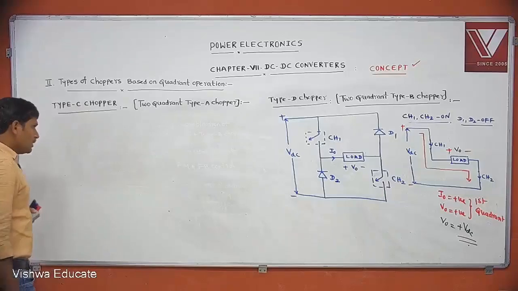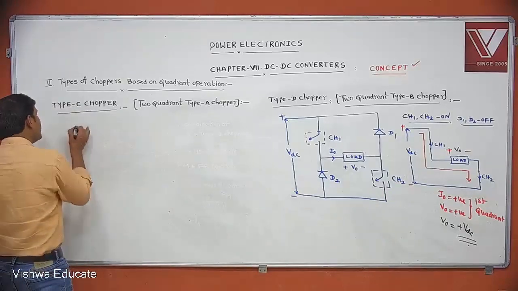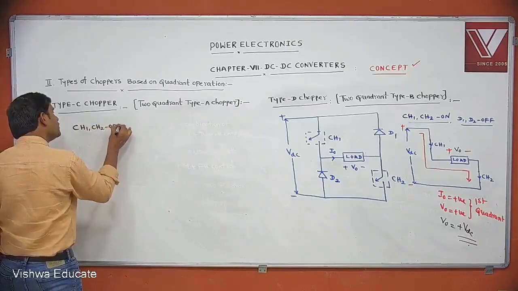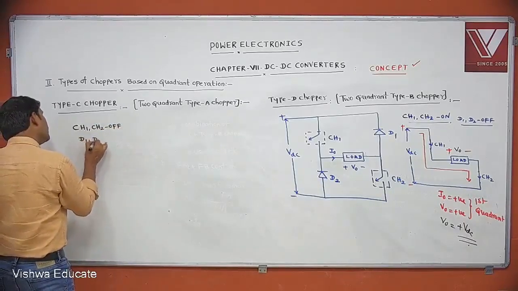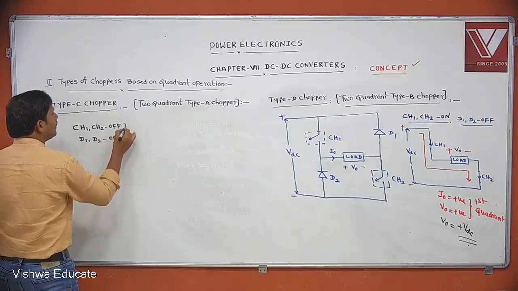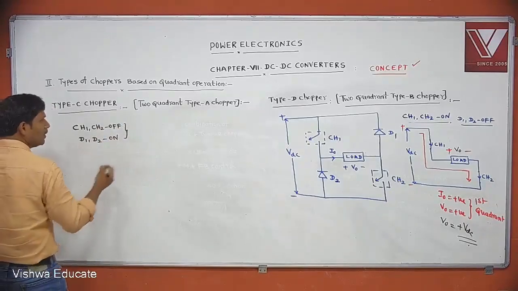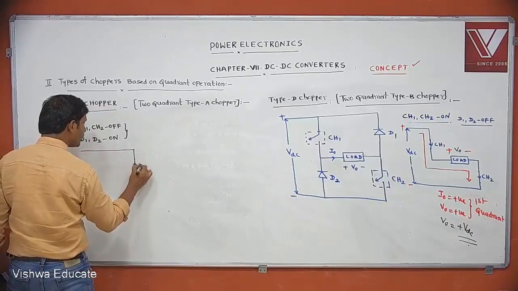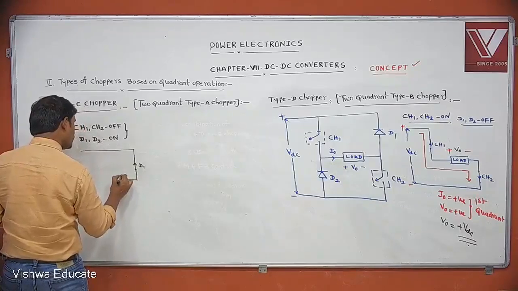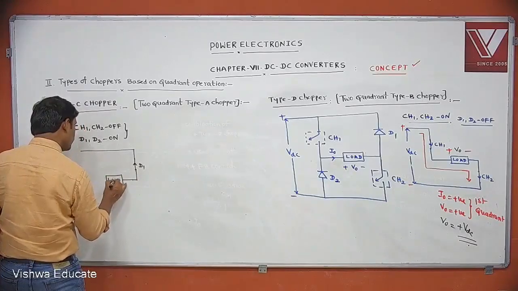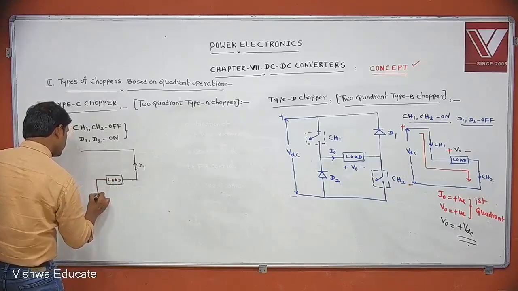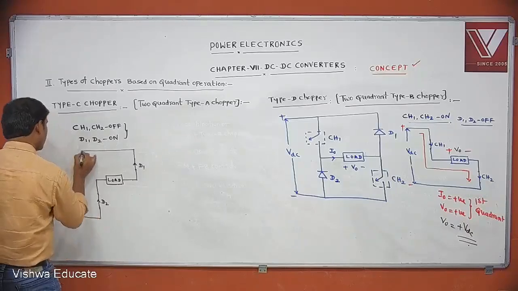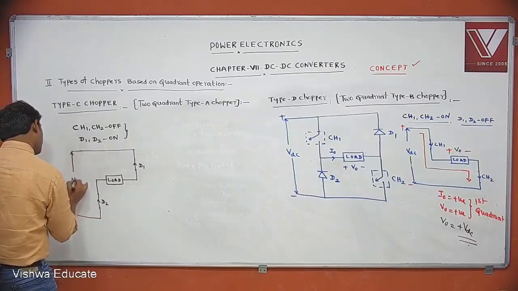Okay. Then what about it if CH1 and CH2 are off? If CH1 and CH2 are off, what about D1 and D2? D1 and D2 will be on. Then in this case, what is the equivalent? D1 and D2 are on. This is D1, and this is the load. And this is D2. This you take as VDC.